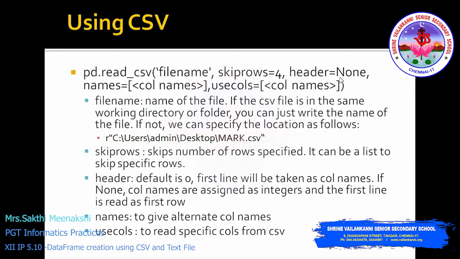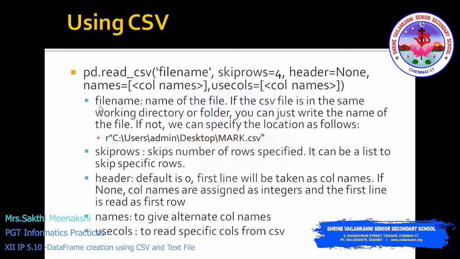So what is the method? Here we have the method called read_csv. pd is an identifier, so pd.read_csv, and open bracket. What are the parameters? The first parameter is the file name. You have to provide the file name, and then there are additional optional parameters: skiprows, header, names, and usecols.